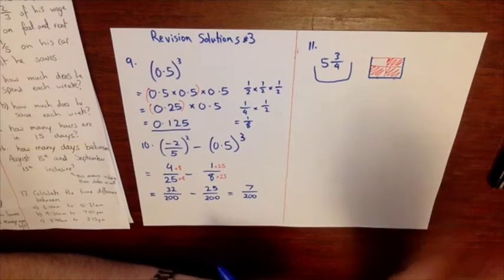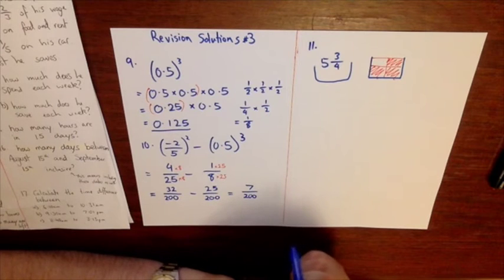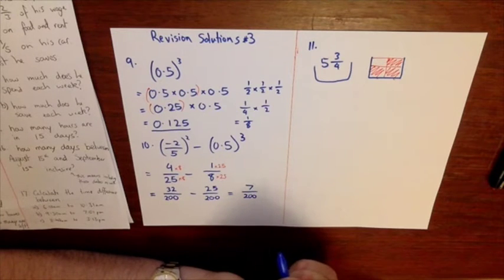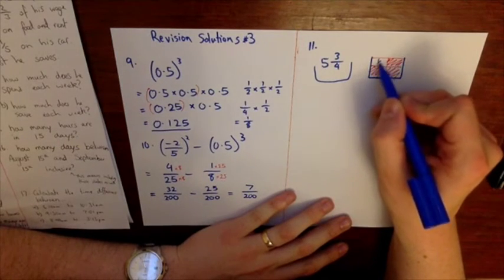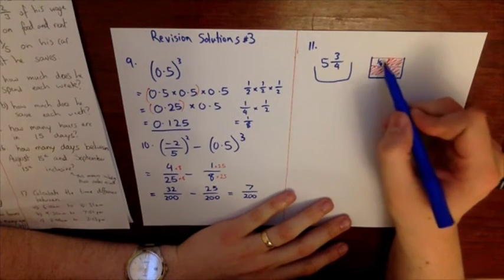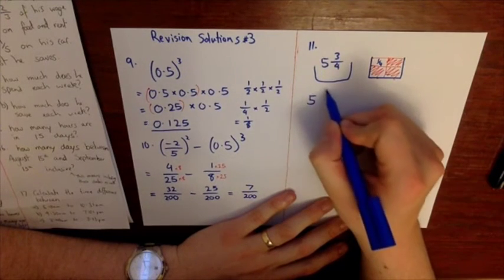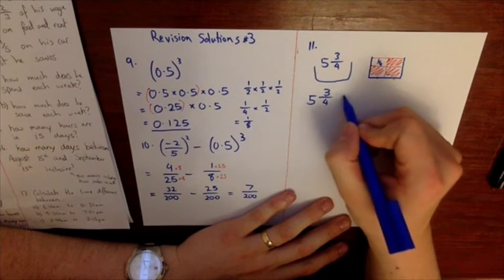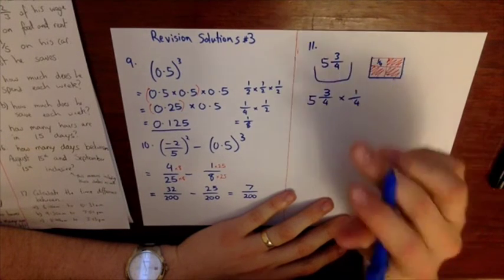So first off, we need to work out how many have been eaten, and how many are left. Well, how many have been eaten? We know that there's 3 quarters been eaten. And sorry, the question does say how many are left. So we know that if 3 quarters have been eaten, there is 1 quarter of them left. Well, what is 1 quarter of 5 3/4? We need to do a multiplication question. 5 3/4 times 1 quarter. Okay, we can do this in 2 ways.